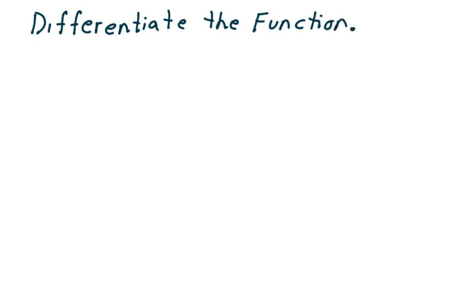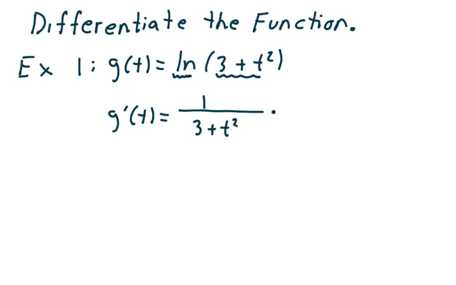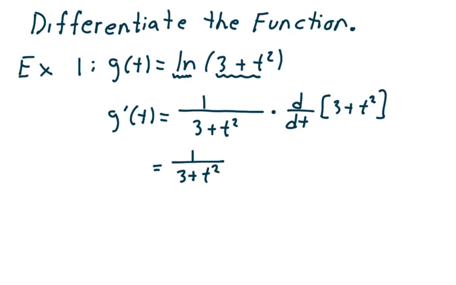And so let's take a look at example 1. Suppose I'm giving you the following. g of t is the same as natural log of 3 plus t squared. So if I take the derivative of the natural log, I'm going to get 1 over the stuff inside, which is 3 plus t squared. But by the chain rule, you want to multiply by the derivative of the inside function. The inside function is 3 plus t squared. And so this is 1 over 3 plus t squared multiplied by 2t.